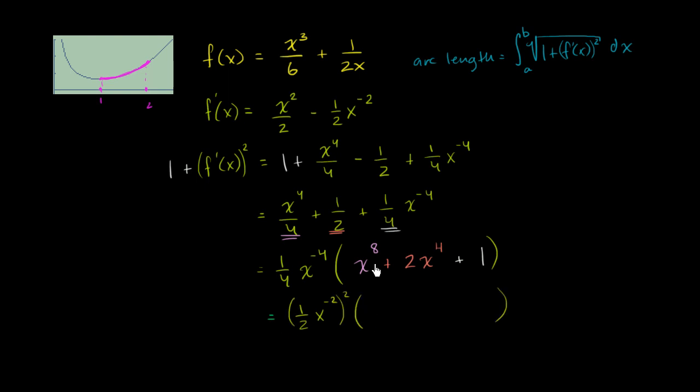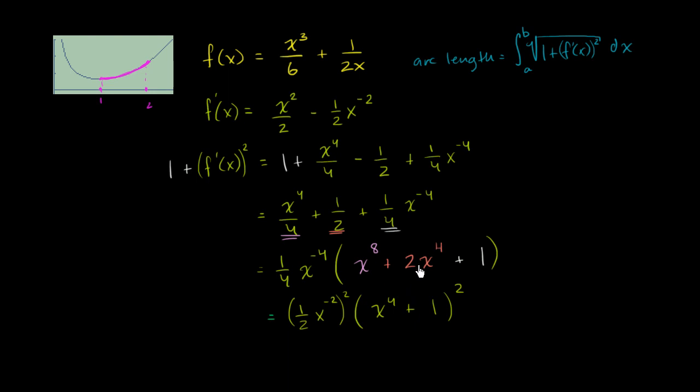And then this over here, we could rewrite as (x to the 4th plus 1) squared, right? x to the fourth times x to the fourth is x to the eighth. 1 squared is 1. The product of them times 2 is 2x to the fourth. So this over here is the same thing as that.